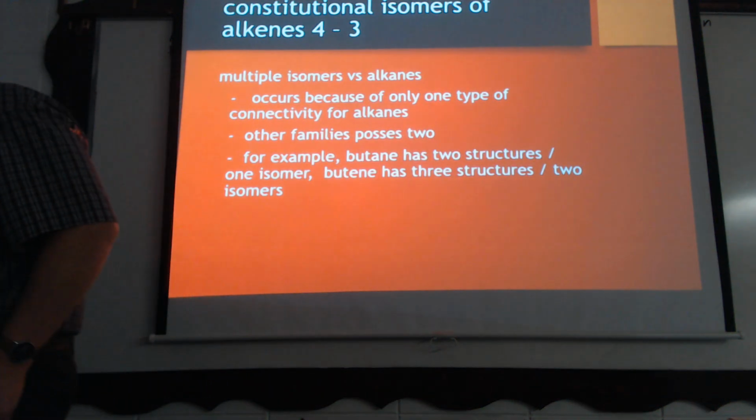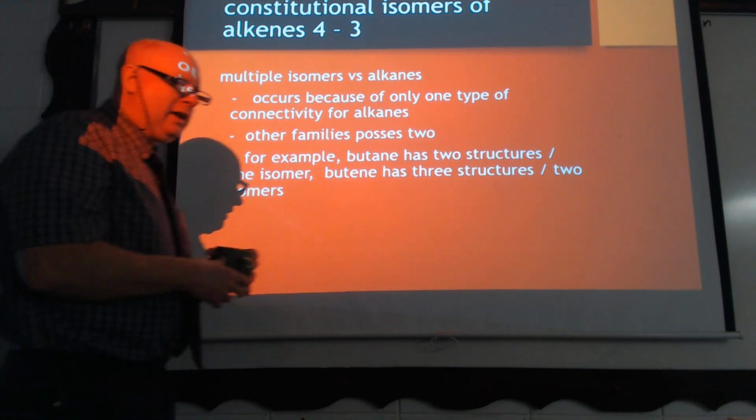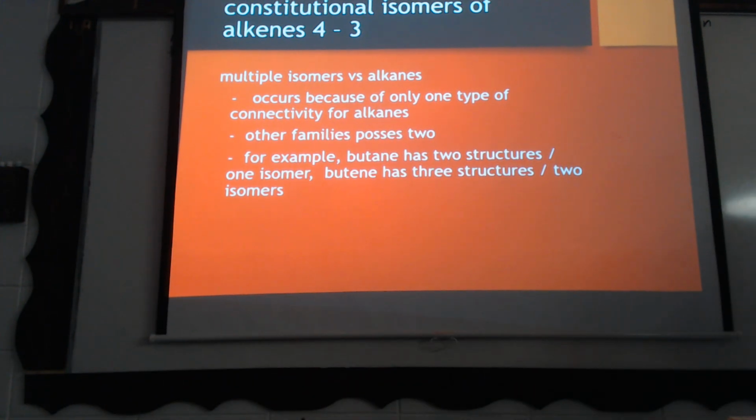Okay, so I always say this, famous last words, not a whole lot to go over today. But this is where we left off. Why do alkenes have more isomers than alkanes? Because you can move that double bond, that's right, okay?